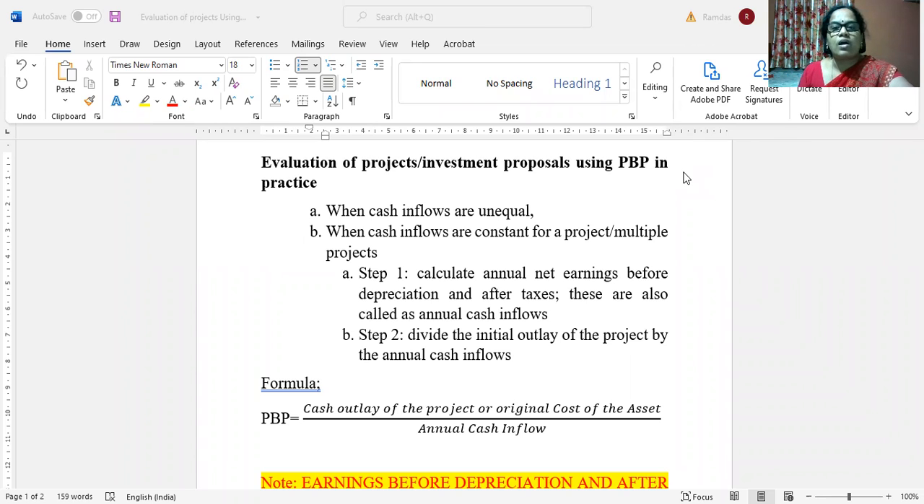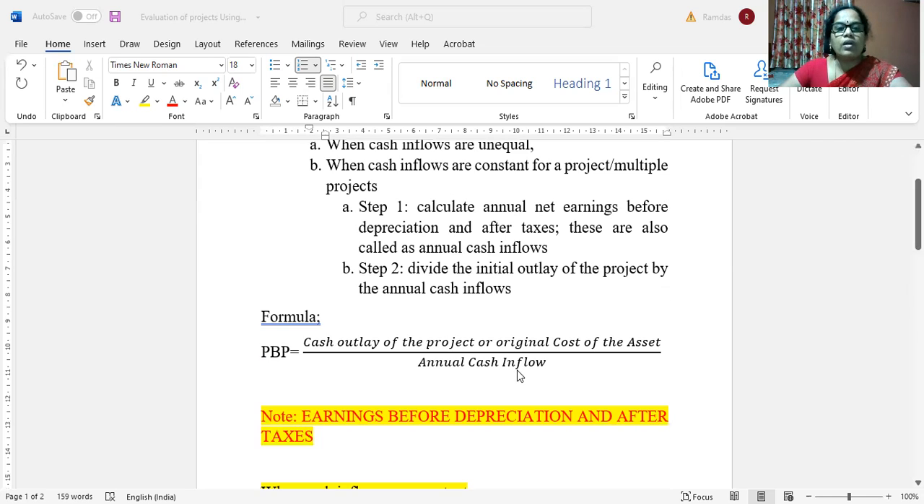When the cash inflows are constant, we have two important steps. Step one, first you need to calculate the annual net earnings before depreciation and after tax. These are also called annual cash inflows. And the second step is you need to divide the initial outlay of the project by the annual cash inflows. So the formula we use for calculating payback period when the cash inflows are constant is cash outlay of the project or original cost of asset divided by annual cash inflow.